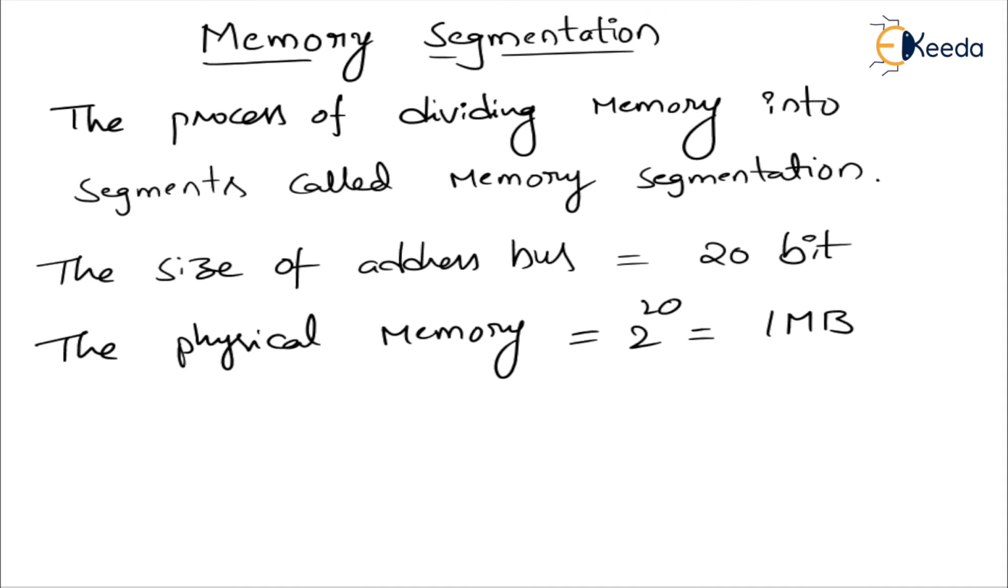Now we have to divide the 1 MB of memory into segments. Dividing our 1 MB of memory into segments is called memory segmentation. Now what is the use of segmentation? Why segmentation? The answer is faster execution of instructions. Remember, the answer is faster execution of instructions.